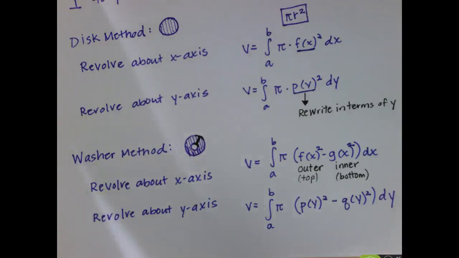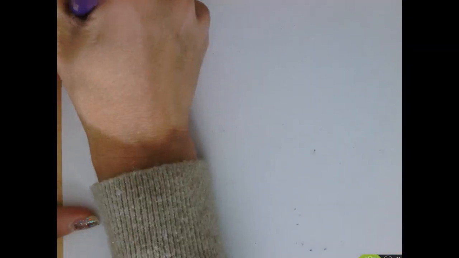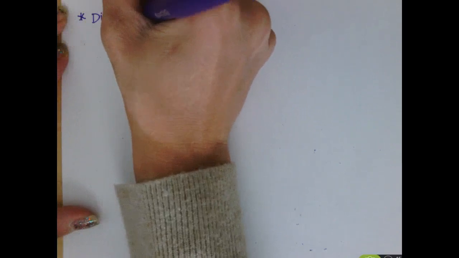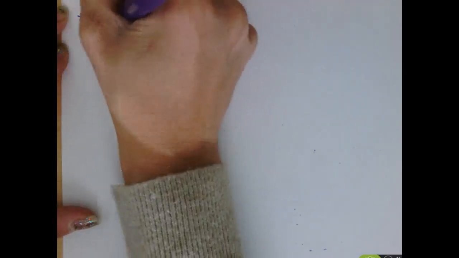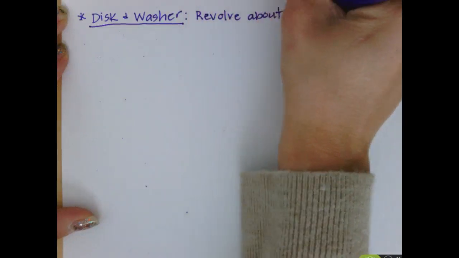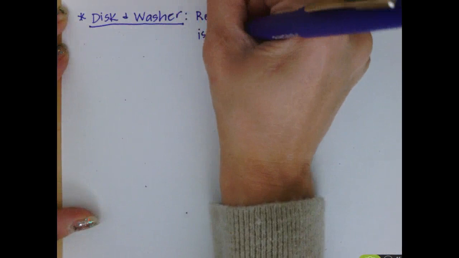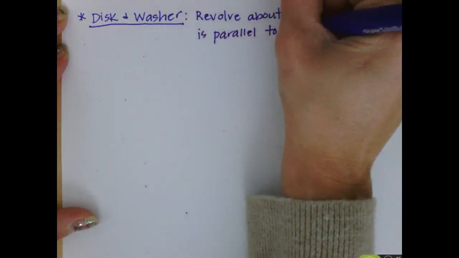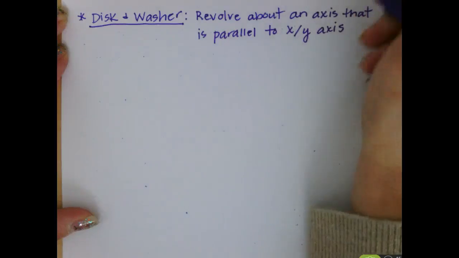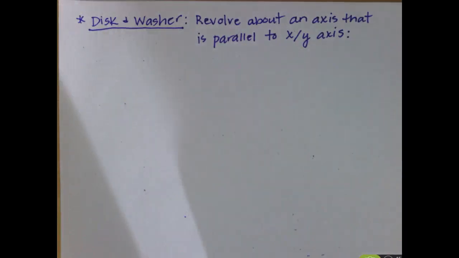Alright, one other slight variation that we might see in any of these methods, and we'll specifically refer to disk and washer, is if we want to revolve about an axis that is parallel to the x or y axis. So typically, in the beginning examples, you'll see the revolution happening about the x or y axis itself.